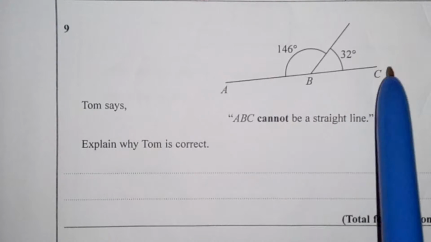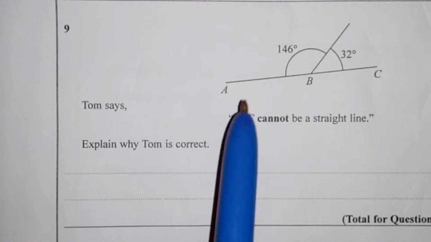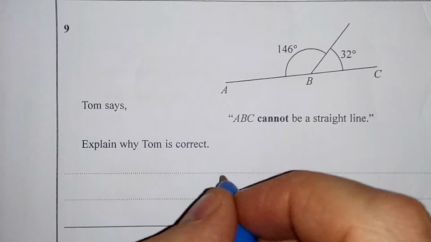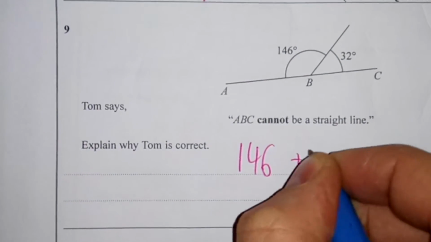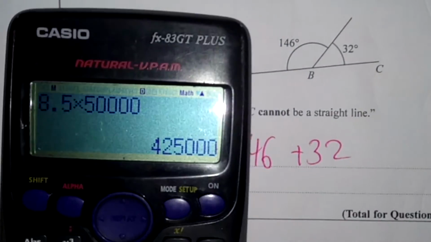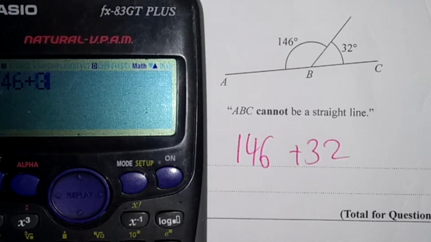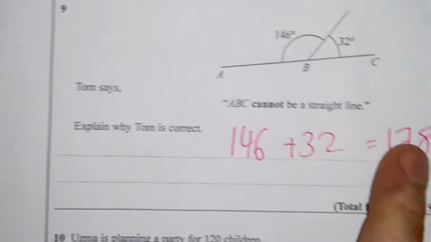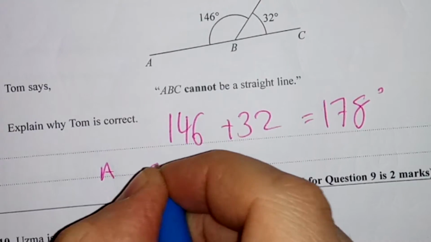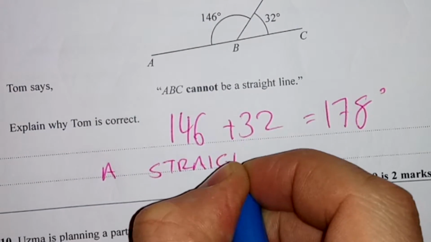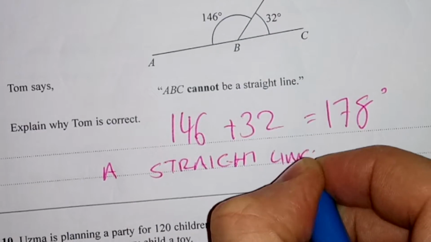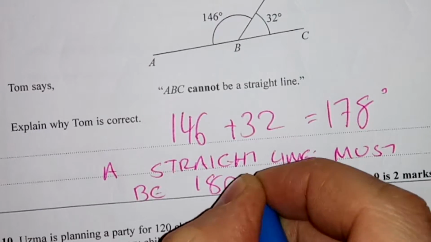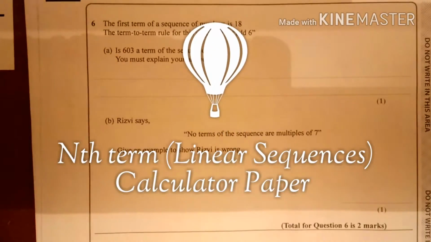Tom says A, B, C cannot be a straight line. Why is he correct? Don't say it's wrong because it looks straight. But essentially you need to know that a straight line adds up to 180 degrees. So 146 plus 32. It's calculator paper, so use your calculator. 146 plus 32 equals 178. And the key is to say a straight line must be 180 degrees.